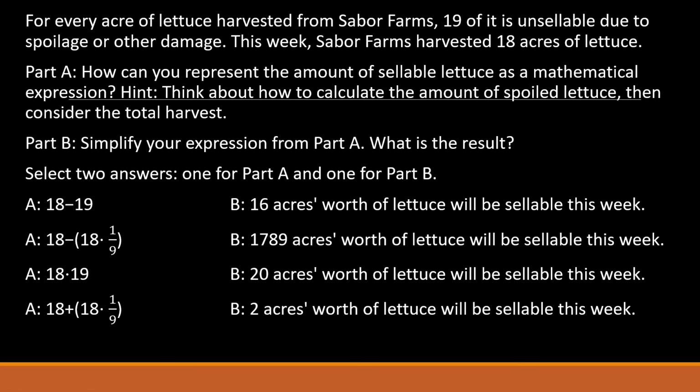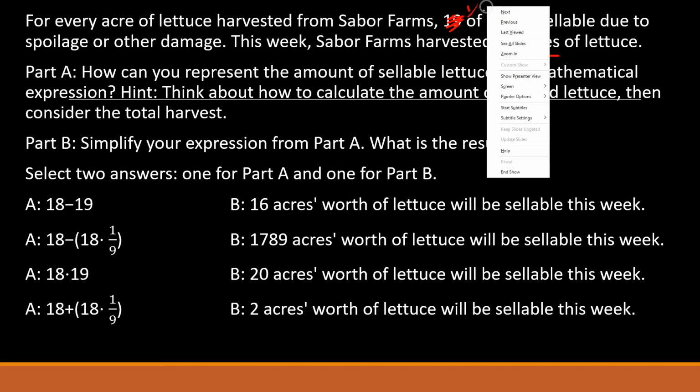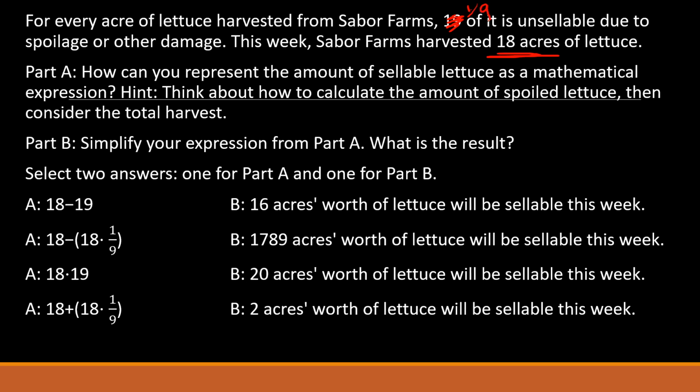you know what? I just realized I was actually reading this problem incorrectly. It says that 19 of the acres are unsellable due to spoilage or other damage, but this week the total harvest was 18 acres. So it's not that there was 18 acres available. It is that 18 acres were harvested this week, and this 19 should be 1 over 9. I'm sorry, that was a typo on my end. I forgot to change that to a fraction. So 1/9 of every single harvest is not sellable because it's spoiled. This makes much more sense now looking at the answers.